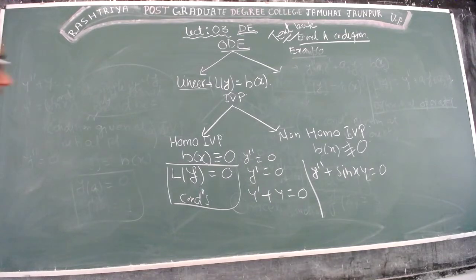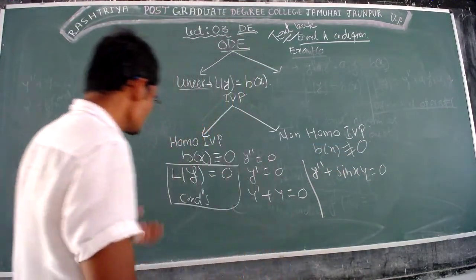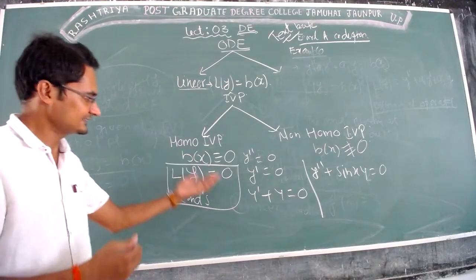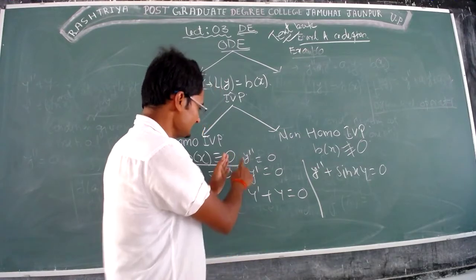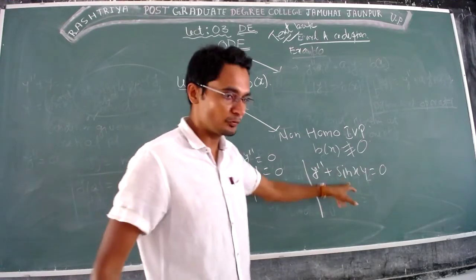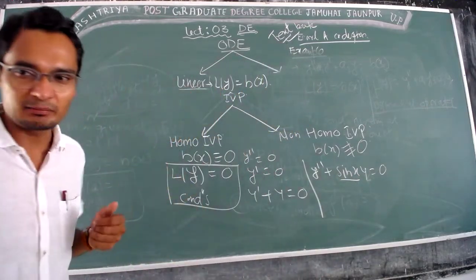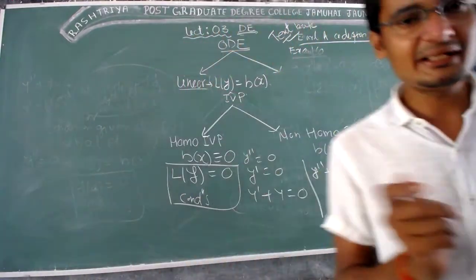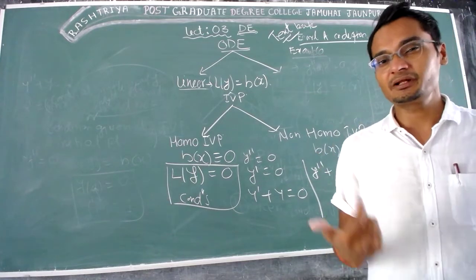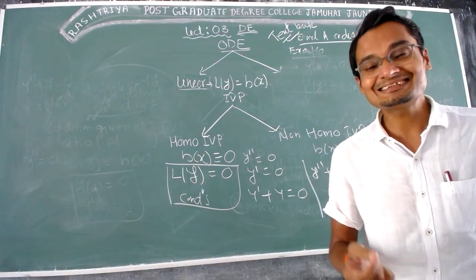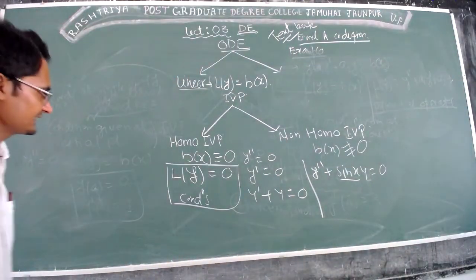Okay, so this is a non-homogeneous value problem, and Bx is non-zero, right? So these are the cases. If you remember, here the coefficient of y double dash is constant, the coefficient of y dash is also constant, but notice here the coefficient of y is non-constant. So in the homogeneous initial value problem, we can have cases where the coefficients in the differential equation may be constant or may not be constant. This gives another classification.